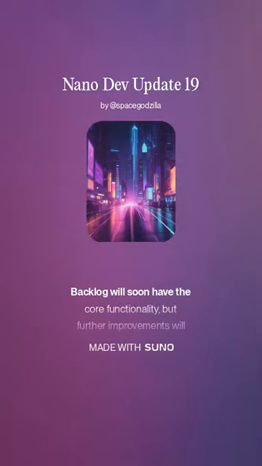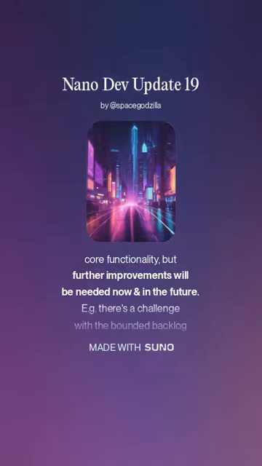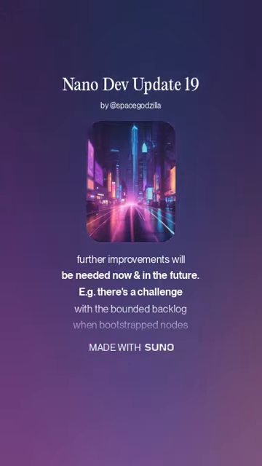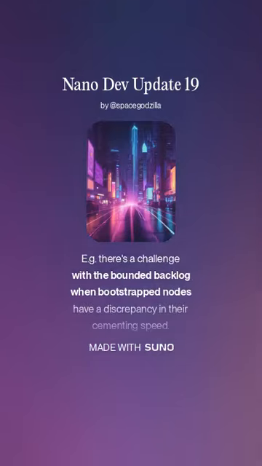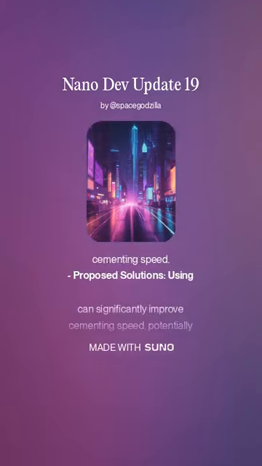Bounded backlog and bootstrapping. The current backlog will soon have the core functionality, but further improvements will be needed now and in the future. For example, there's a challenge with the bounded backlog when bootstrapped nodes have a discrepancy in their cementing speed.